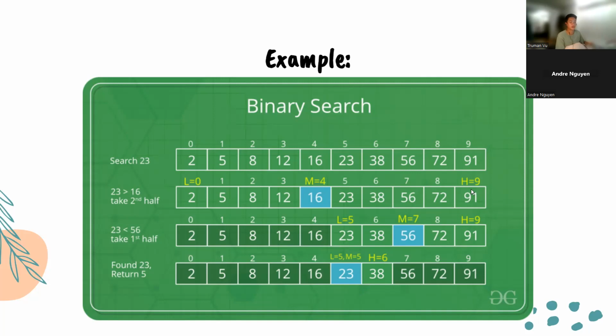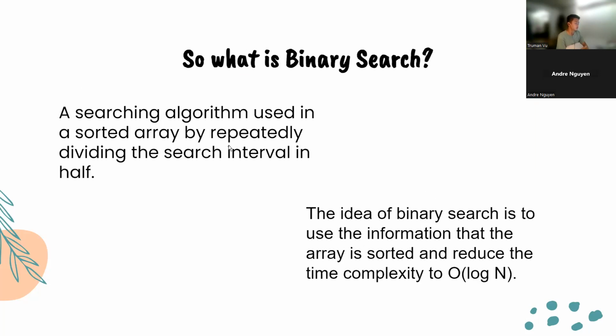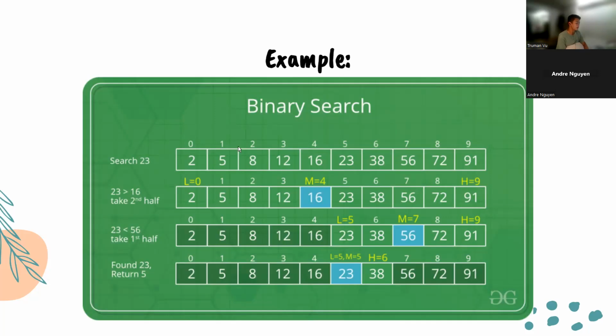So that's my example of binary search. If you have any questions, feel free to ask. But as you can see, it's like the definition from the last slide. It's a searching algorithm used in a sorted array by repeatedly dividing the search interval in half. In this case, we've divided it 3 times in half, or really just 2 times. You go from 0 to 9 to 5 to 9, and then to 5 to 6. So it keeps dividing it in half until it eventually finds, or doesn't find, the element you're searching for.